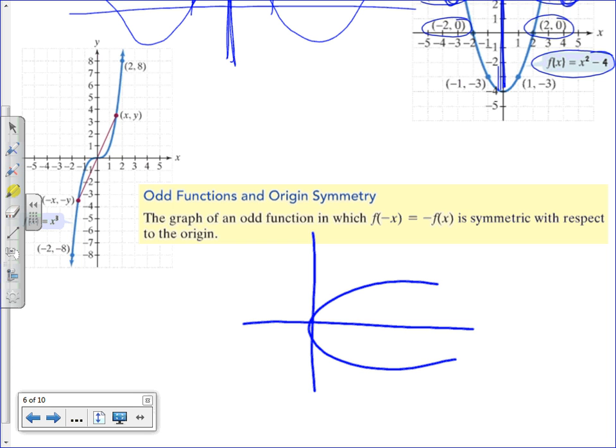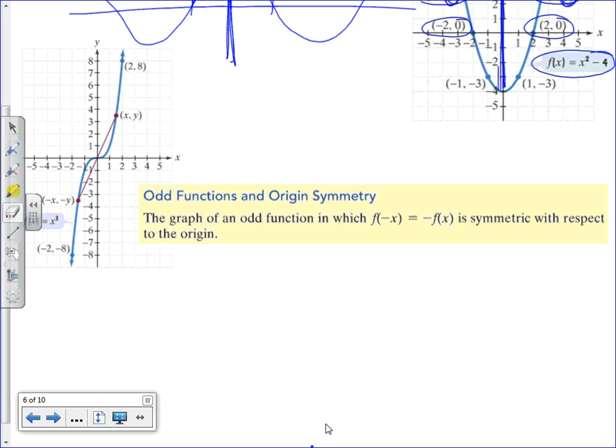That's symmetric with respect to the x-axis, right? But is that even a function? It's not a function, so no. There are functions that will never be symmetric with respect to the x-axis, okay? So don't get confused by that. Odd functions are going to be symmetric with respect to the origin, okay?